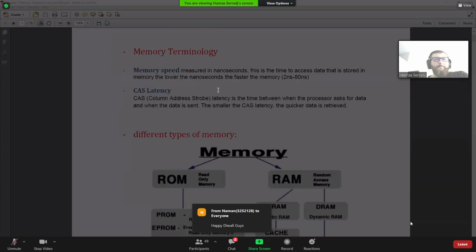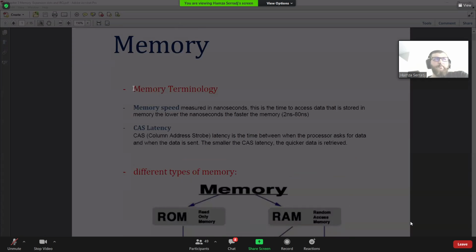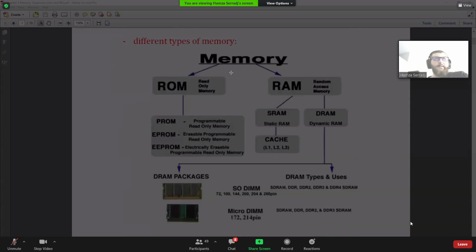And here, you're going to find the two main categories of the memory. So we can go with RAM and ROM. We have the read-only memory, and who can give me an example about the ROM?